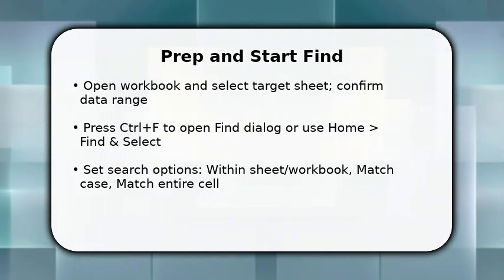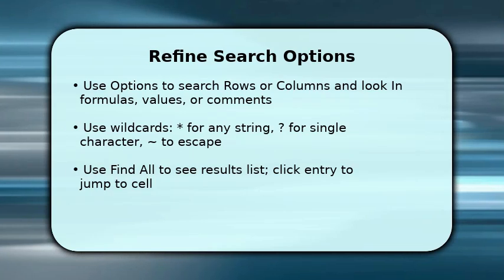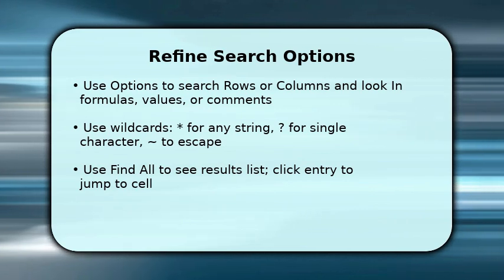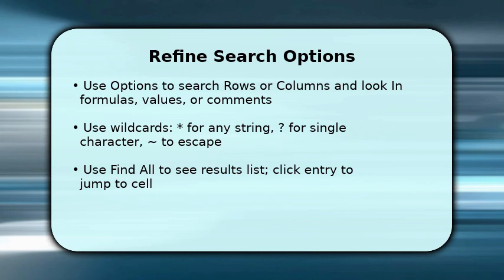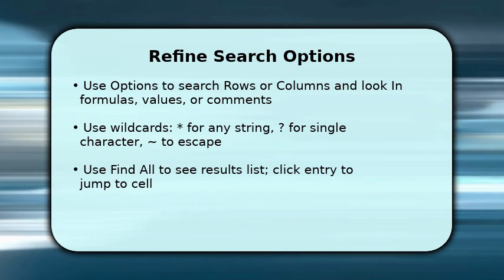and avoids noise. Now refine how Excel interprets your query so you find the right items. Click Options and pick rows or columns depending on layout and choose in formulas, values, or comments to match where the content resides. Use wildcards: asterisk for any string, question mark for one character, and tilde to escape special characters to broaden or target matches.